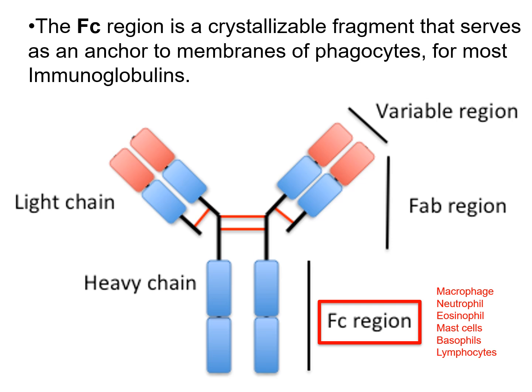The FC region is the stem. It's the anchor. It anchors to the membrane of phagocytes. Which phagocytes will it bind? Down in the picture, I have labeled macrophage, neutrophil, eosinophil. Those are the phagocytes that the FC region will bind to. So the FC region serves as the anchor for the phagocytes.